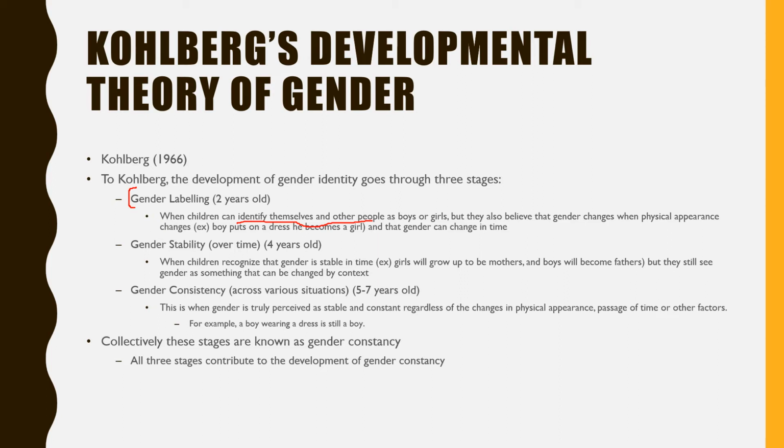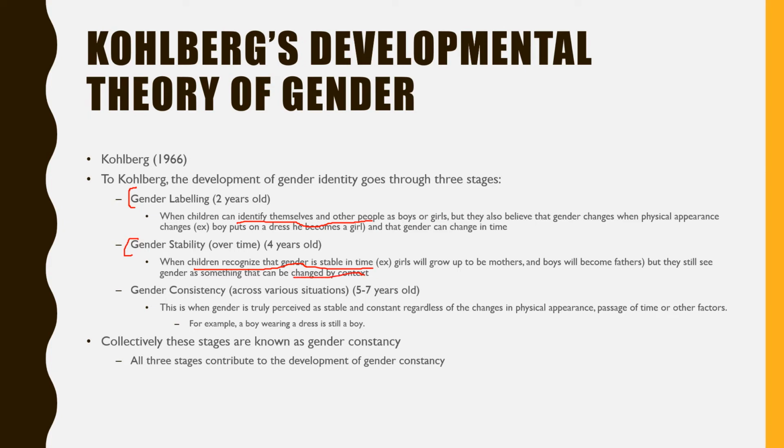Gender stability was the second stage, and this happened at about the age of 4 years old. So this is when children recognize that gender is stable in time, right? So girls will one day grow up to be possible mothers or boys possible fathers, but they still see gender as something that can be changed by context.